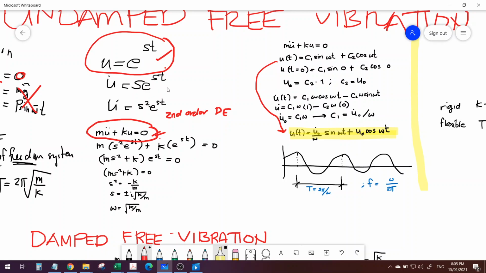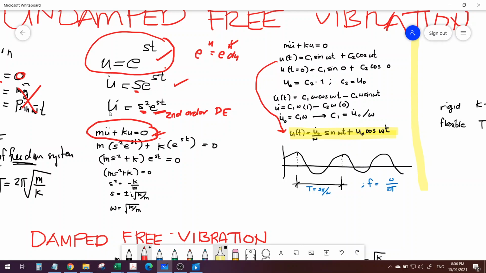Our derivative is s e raised to st. The first derivative of e^u is equal to e^u du. Get the derivative of u. Our u is st, so du is s. Then u double dot is simply the same, e^st, but the du is s again. So s times s is s squared.